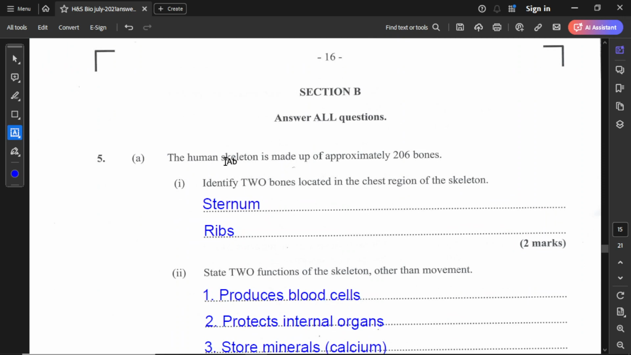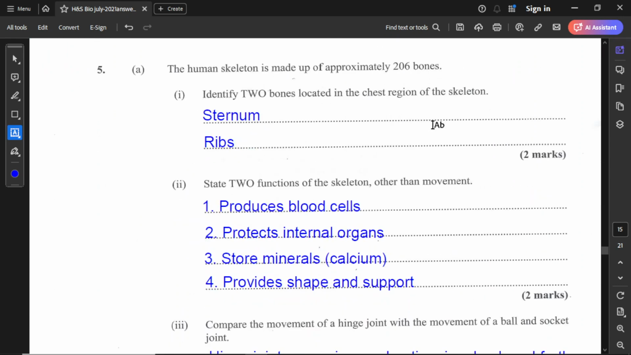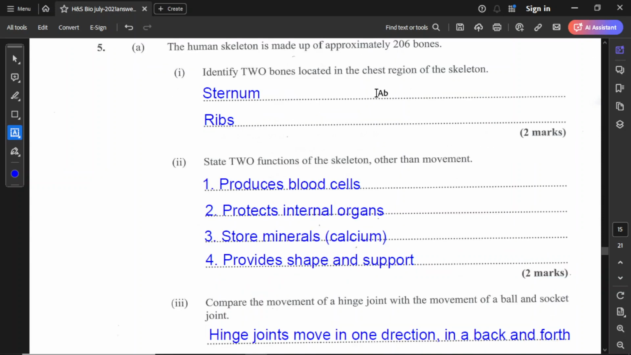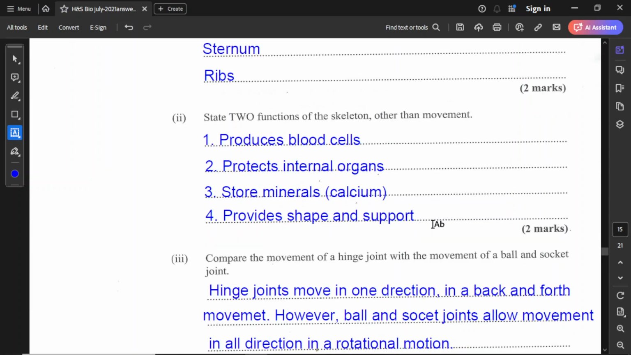And question number 5, it said the human skeleton is made up of approximately 206 bones. It asks to identify 2 bones located in the chest region of the skeleton, and that will be our sternum and ribs. And for part 2, it says state 2 functions of the skeleton other than movement. 1, produces blood cells, 2, protects internal organs, 3, stores minerals such as calcium, and 4, provides shape and also support.